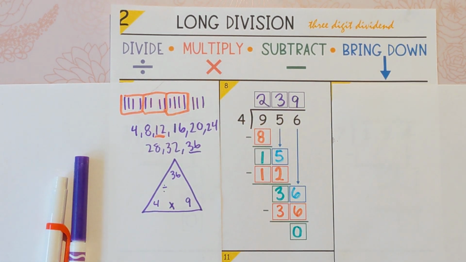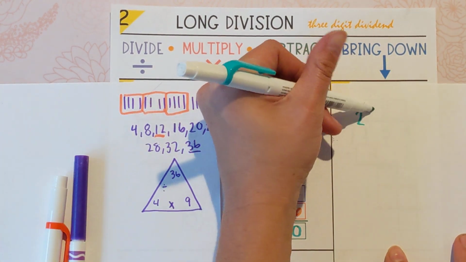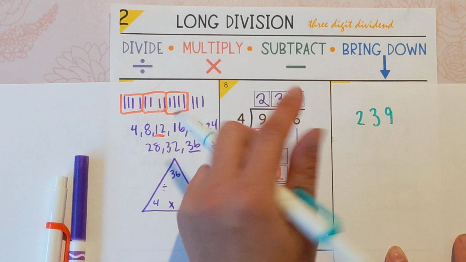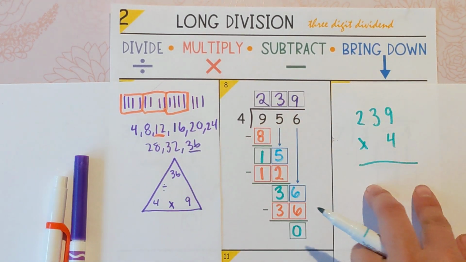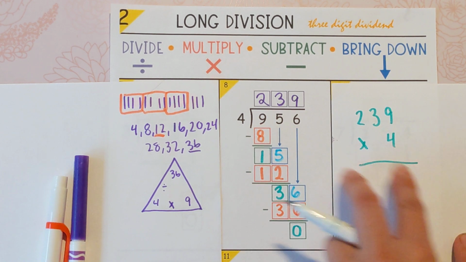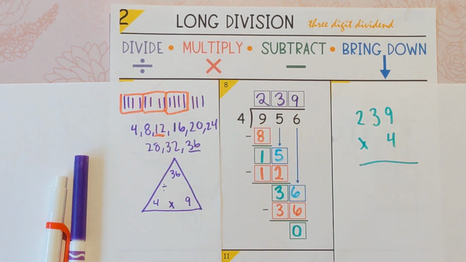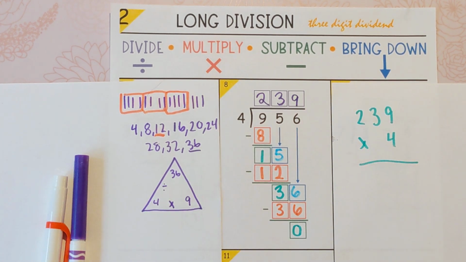The last thing to do, if you wanted to double check this, you would do 239 times 4, and you would get 956 as your answer. And that's how you know that you've divided correctly, because multiplication and division go together.